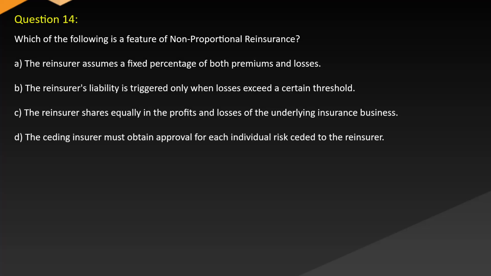Question 14. Which of the following is a feature of non-proportional reinsurance? A. The reinsurer assumes a fixed percentage of both premiums and losses. B. The reinsurer's liability is triggered only when losses exceed a certain threshold. C. The reinsurer shares equally in the profits and losses of the underlying insurance business. D. The ceding insurer must obtain approval for each individual risk ceded to the reinsurer.